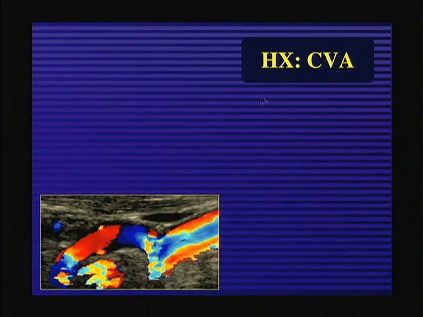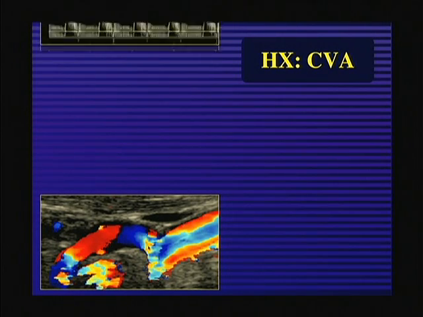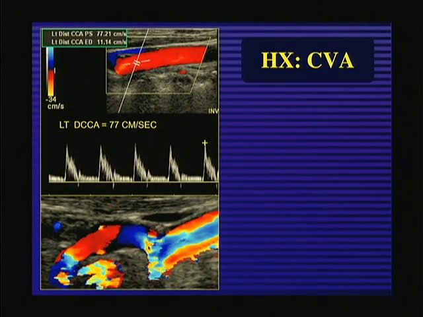So here's the distal common. Here's the internal. Do you see any abnormality? Looks wide open, right? Maybe there's a hint of plaque. Certainly doesn't look like there's a flow-reducing lesion. Now, here's the sample from the distal common. The velocity is 77. That's fine. What about the waveform? What do you notice?